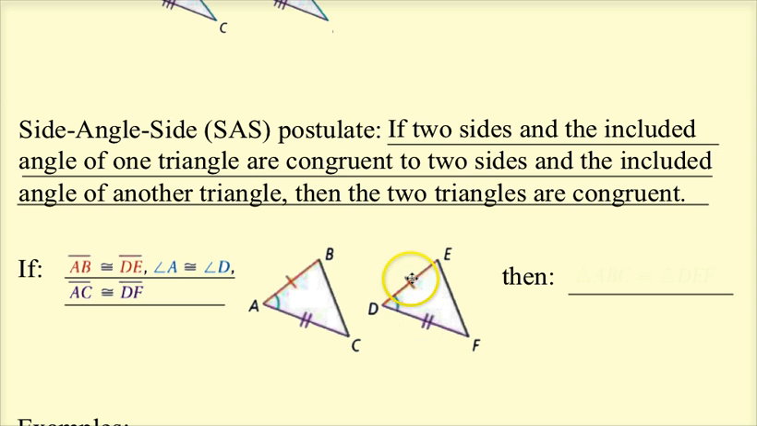So if I have side angle side, the 2 sides and the included angle, then my triangles are congruent. I don't have to prove the other 2 angles or the other side. So triangle ABC is congruent to triangle DEF.